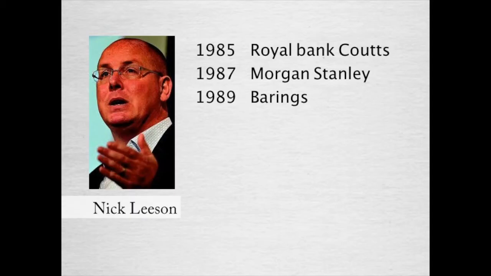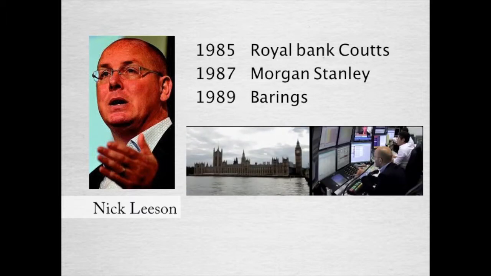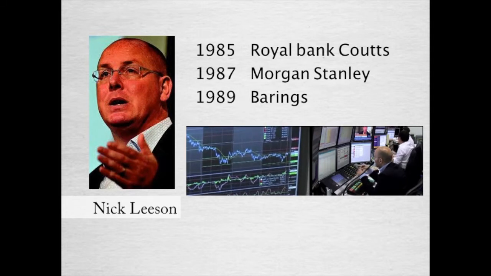In 1985, despite having no financial background or experience, Leeson landed a job as a clerk at the Royal Bank, Coutts. After 2 years, he moved to Morgan Stanley and finally ended up working for Barings Bank in the year 1989. Barings was the oldest investment bank in the United Kingdom and furthermore was also a personal bank to Her Majesty the Queen. At Barings, Leeson worked his way up and was soon promoted to the trading floor.